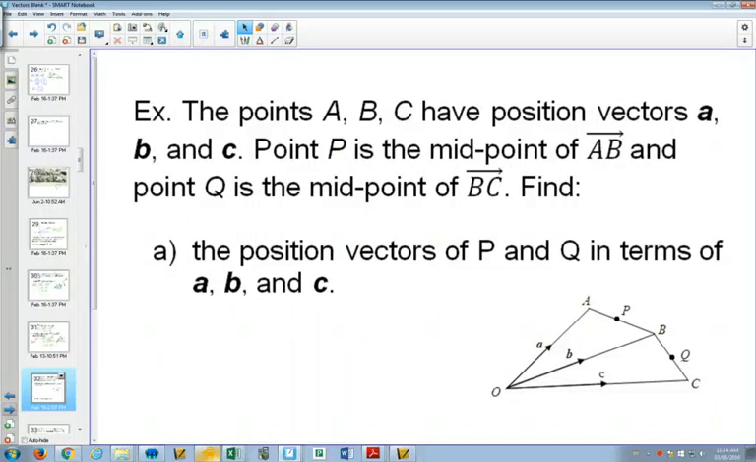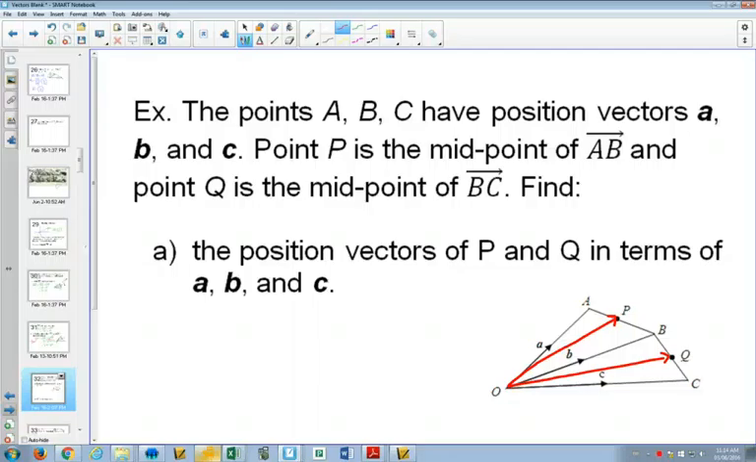So here's our next diagram with a bunch of midpoints. We have 3 position vectors A, B, and C. We want to find the position vector from O to P and the position vector from O to Q. So looking at our diagram, how can we get from O to P?